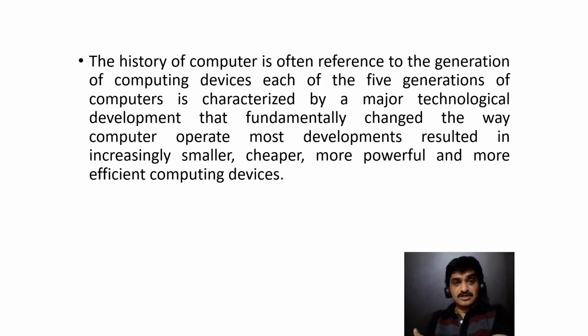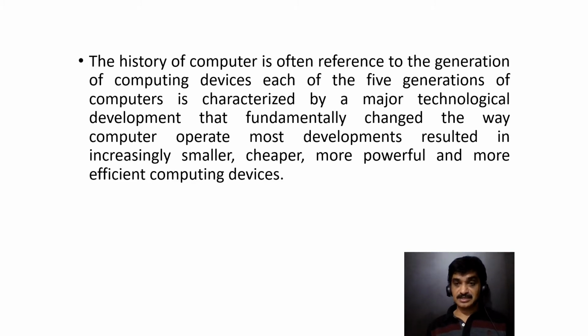If you see the history of computers, it always refers to the generations of computing devices. Here, generation means the phases of development from the earlier computer to the present era. How it developed, which are the different phases, and what changes happened in each phase. This is technically known as generations of computers.